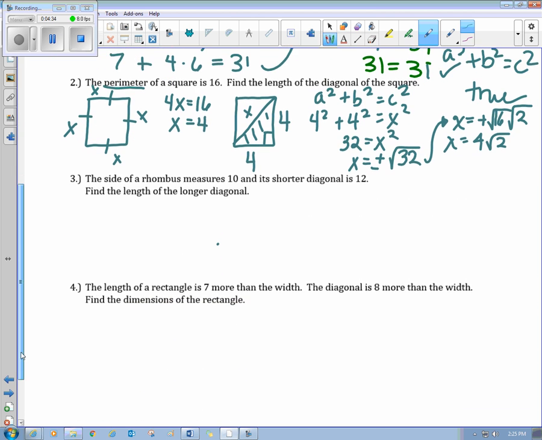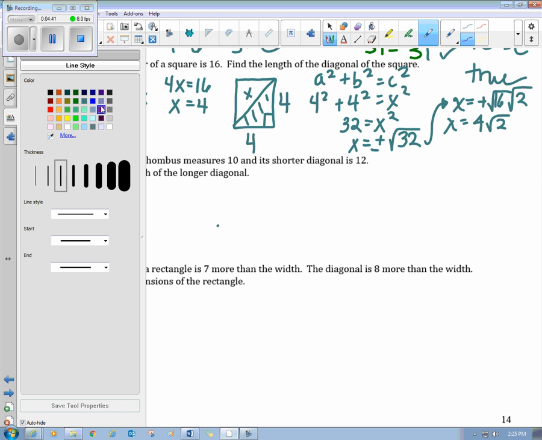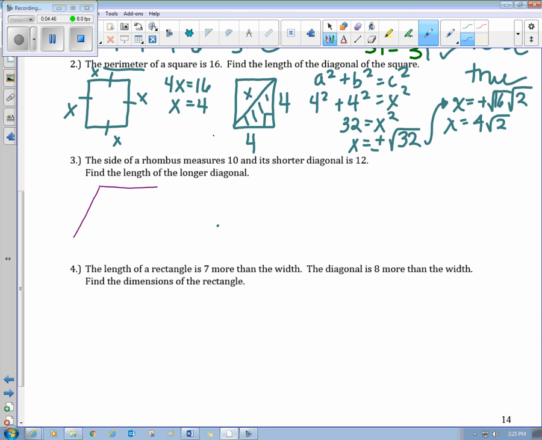In question number 3, they're talking about a rhombus. And again, this forces us to go back to some of the things from previous units. And one of the things that we learned is that in a rhombus, the diagonals are perpendicular. So that means that each of the triangles in there are right triangles. It says the side of a rhombus is 10, so all of them are technically 10, and the shorter diagonal is 12. That means that this diagonal is 12. Diagonals bisect each other, so each half is 6.